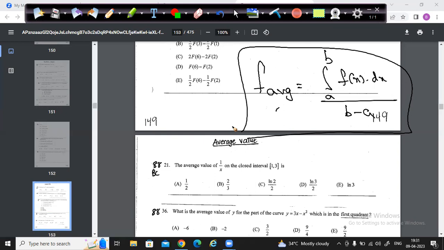Please do the simple question. First question, find the average value of 1 by x on the closed interval 1 to 3. So integral of 1 to 3, 1 upon x dx upon 3 minus 1. So 1 upon 2 ln x. So 1 upon 2 into ln 3 minus ln 1. ln 1 is 0. So the answer is 1 upon 2 ln 3 should be your answer.